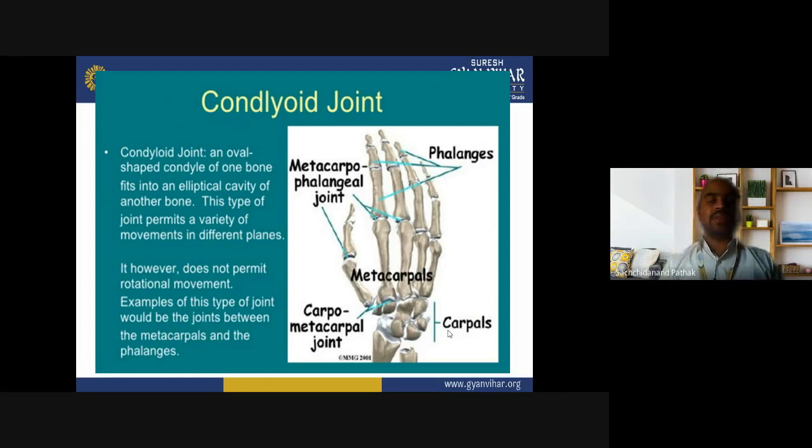An example of this would be the joint between the metacarpals and the phalanges. We have carpals, metacarpals and phalanges. So the joints between the metacarpals and phalanges are called the condyloid joints. You can see in the image there is a metacarpal joint, there are phalanges, and then you can see here these are the carpals, these are the carpometacarpal joint. So the joints between the metacarpal and phalanges are the condyloid joints.